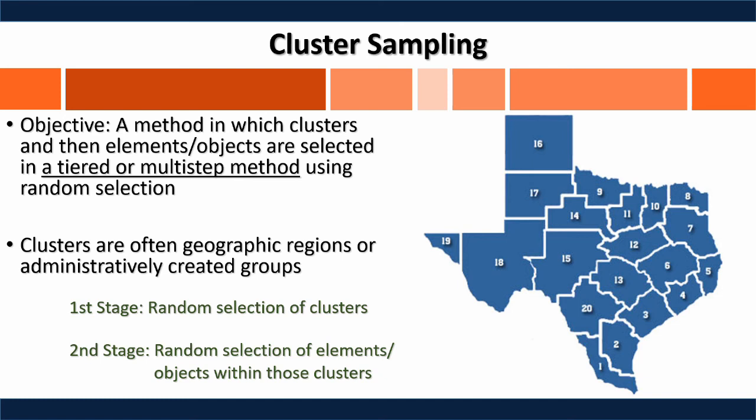I myself often use cluster sampling in my research projects on bullying. I first randomly sample from different school districts in Texas. Then I randomly select schools from within those districts, and then I randomly select students from within those schools. You can see how I started with an administratively created cluster like school districts in a state and worked down in levels of specificity to reach a sample. That's the basis of cluster sampling.